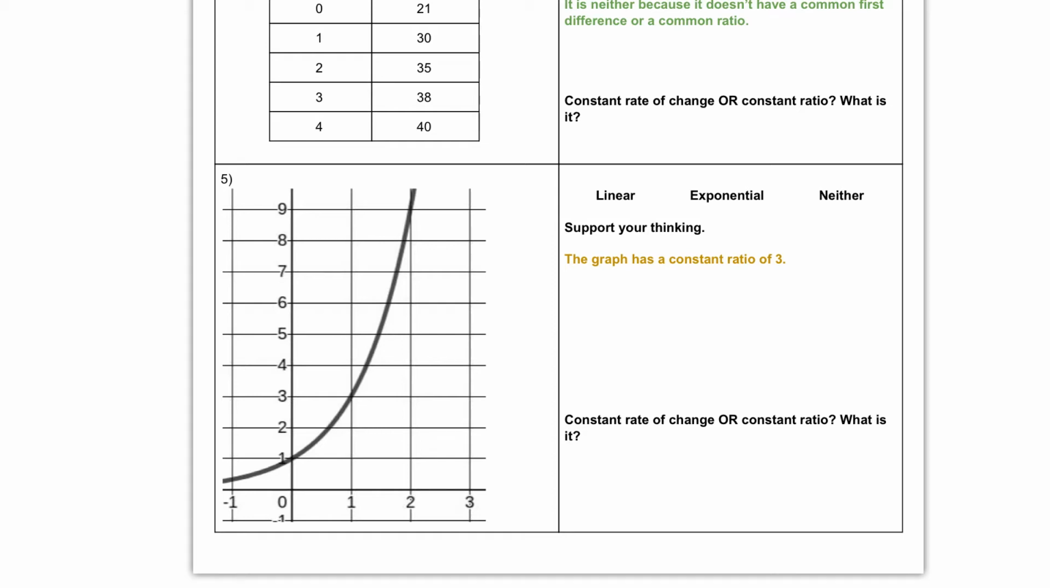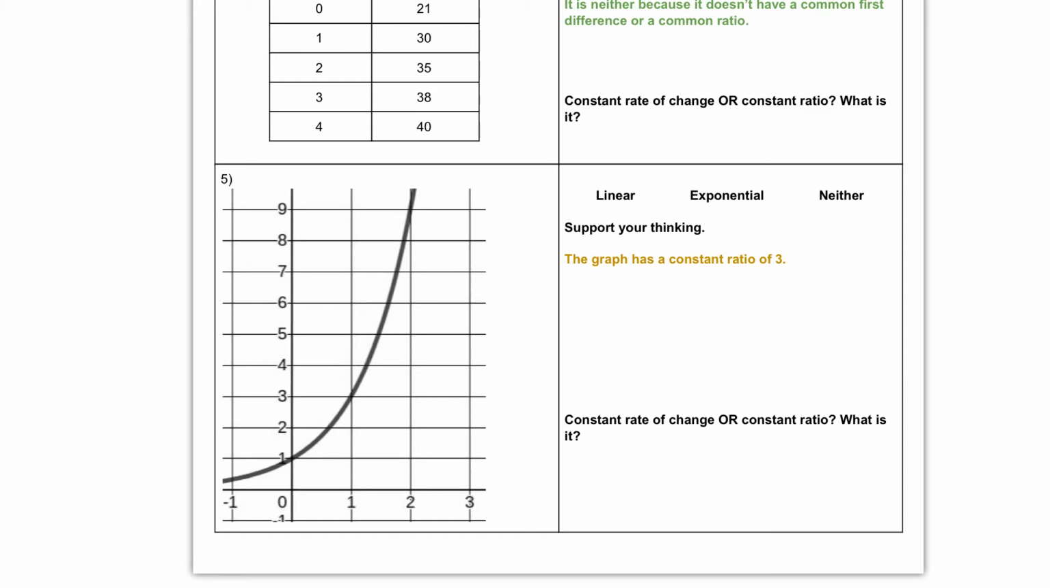For number 5, we need to take a look at the graph and decide if it's linear, exponential, or neither. And we can tell that it's not linear because it's not a straight line, but exponential is a little bit harder to tell. It does have the nice curve that we want in an exponential function, but we should check that it does have a constant ratio.